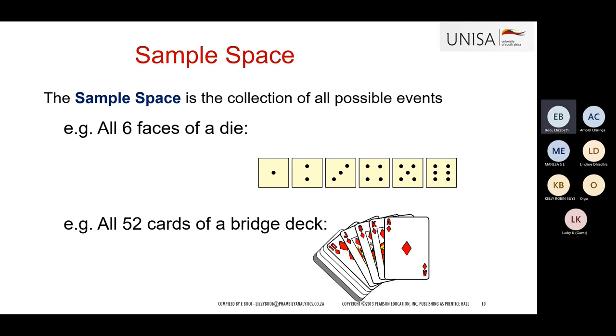Like I said, a sample space is a collection of all possible events. For example, all these sides of a die create a sample space. When I roll, I create that event. I roll, the outcome can be any of the sides. The same happens with the deck of cards. All 52 cards in a deck of cards create a sample space. If I pick one card, I'm creating an event where I would pick an outcome of an ace of diamonds, or ace of hearts, or a club, and so forth.